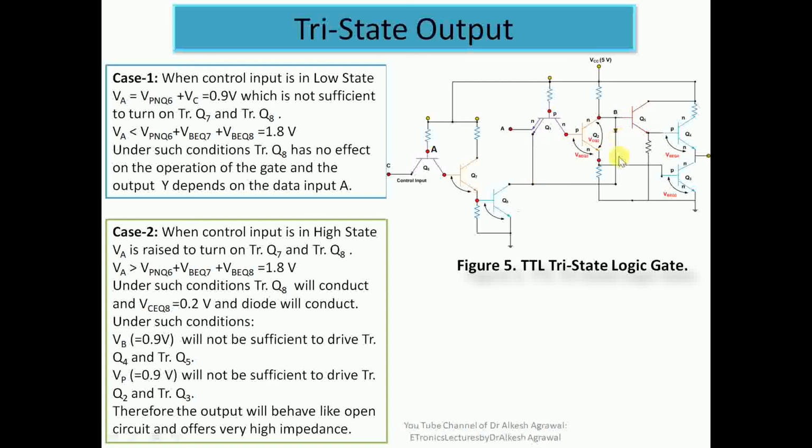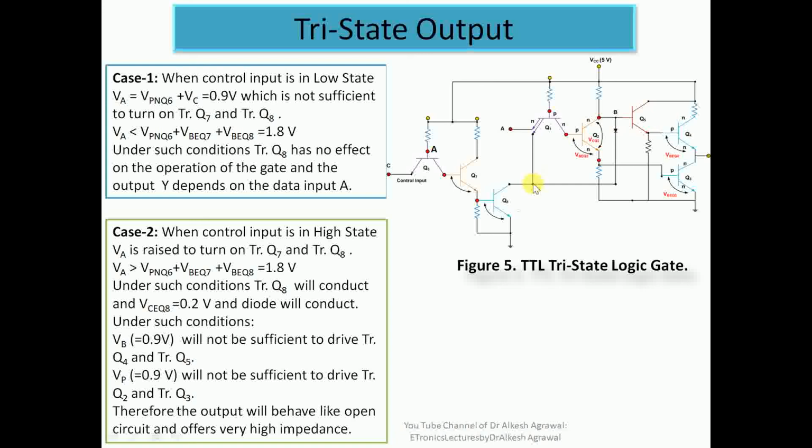Now when the diode conducts, the potential at VB is how much? 0.9 volt, because at this point it is 0.2 volt. For that to conduct, the minimum potential barrier is 0.7, so 0.9 volt. So the potential at point B, which is 0.9 volt, is not sufficient to drive this transistor Q5 and Q4, so they will go into cutoff mode. So this is the first case.